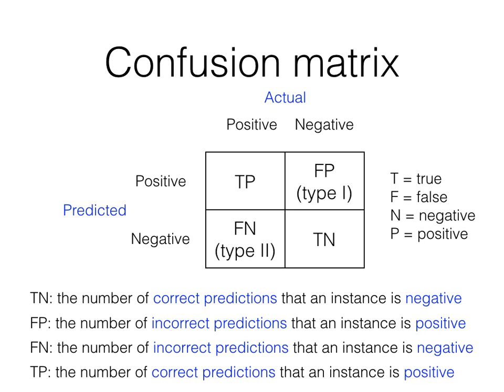So this is just a summary of that slide. So T is true, F is false, N is negative, P is positive. So TN, true negatives, is the number of correct predictions that an instance is negative. FP, false positives, is the number of incorrect predictions that it's positive. FN is the number of incorrect predictions that it was negative. And TP is the number of correct predictions that an instance is positive.